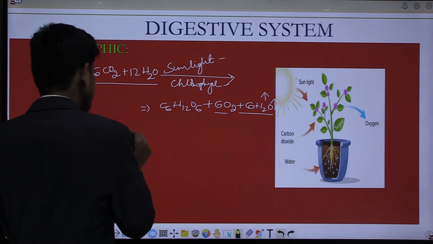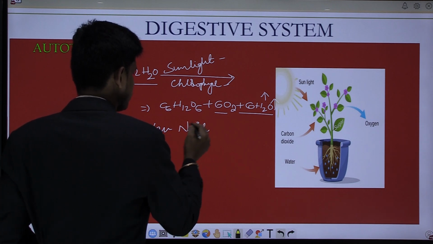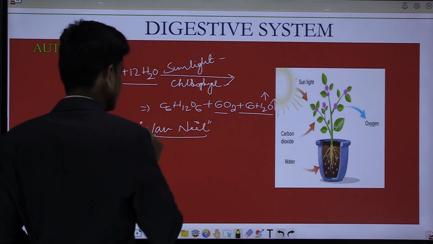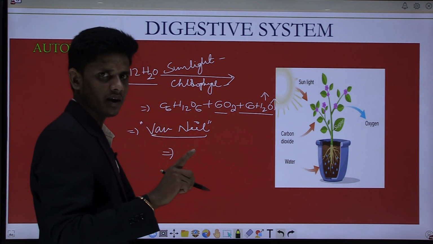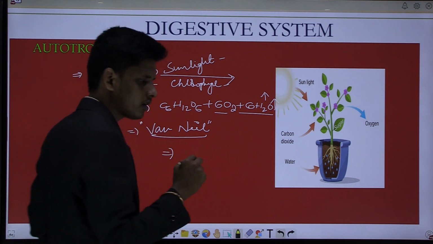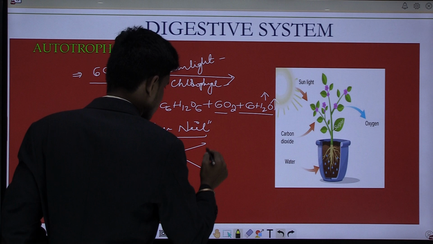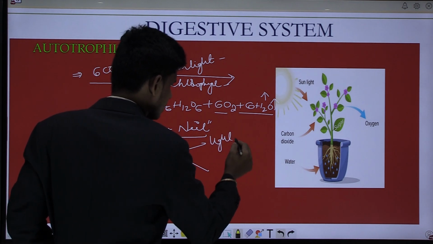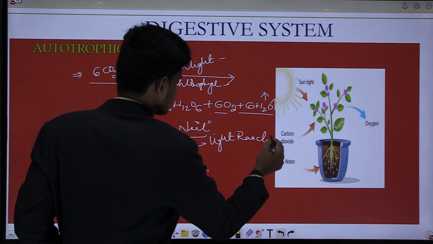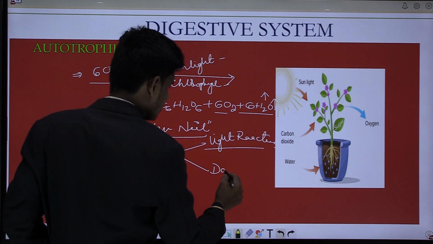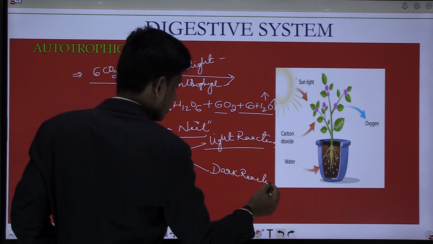Okay, and it was discovered by Van Niel. Who discovered this? Van Niel. This photosynthesis can be done in sunlight and in the dark, and based on the dependence of the reaction, it is divided into two types. Photosynthesis done in the presence of light is called light reactions, and the second one is dark reactions. Light reaction and dark reaction.